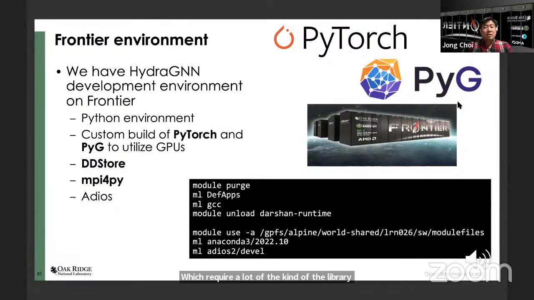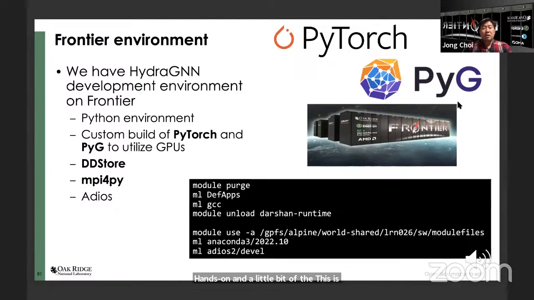And so we have set up our Hydrogen development environment on Frontier, and we installed a Python environment, and we have to rebuild PyTorch and PyG to properly utilize the GPUs of the Frontier machines, which are AMD GPUs. And we installed the DD store. We installed related libraries, MPI for Py and the Adios library. Setting up this kind of environment on a supercomputer needs some hands-on work and a little bit of system knowledge.